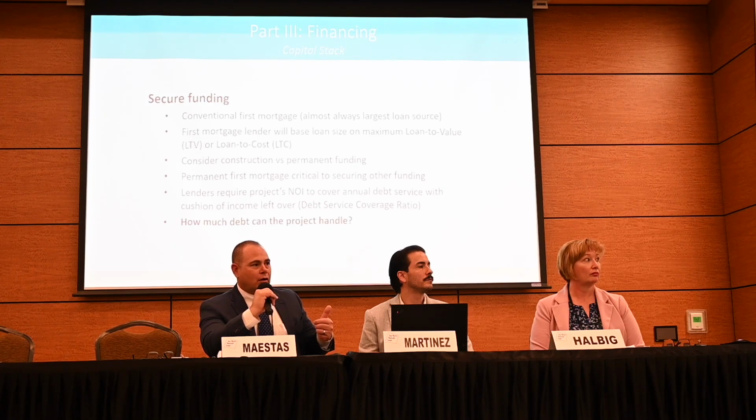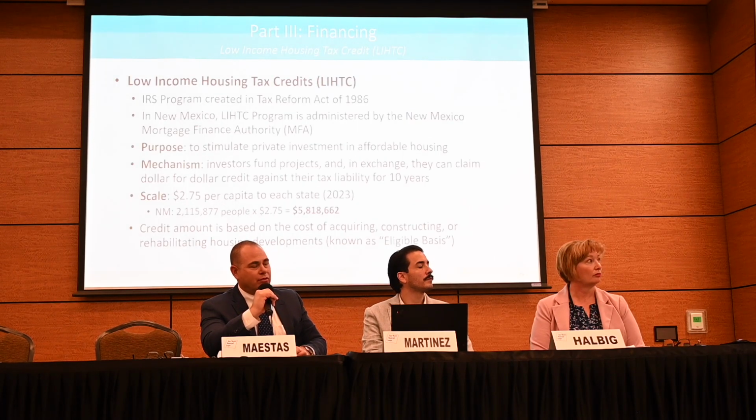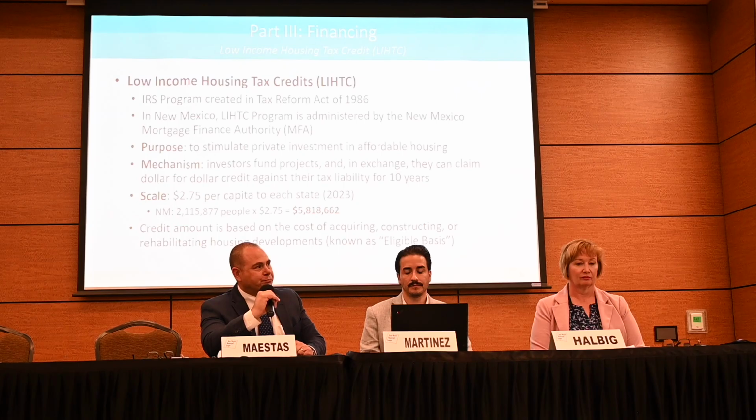Lenders are going to want to know what that NOI is for the project, that net operating income, again, just the difference between your revenues and your expenses, to see how much debt the project can service. And that's called the debt service coverage ratio. And it's very important, and everybody's very concerned with that when you're trying to secure financing.